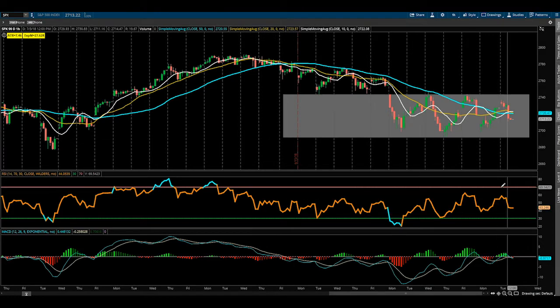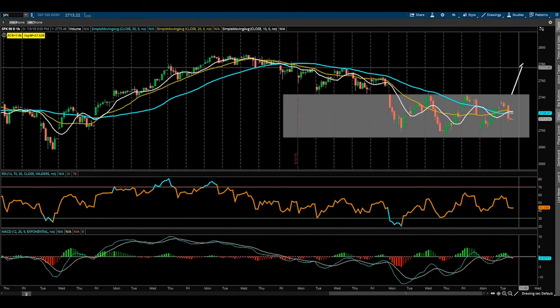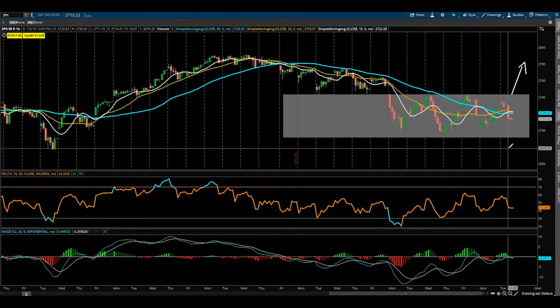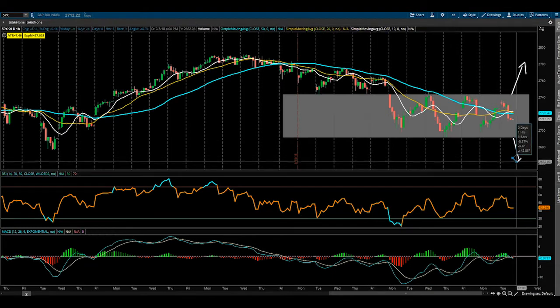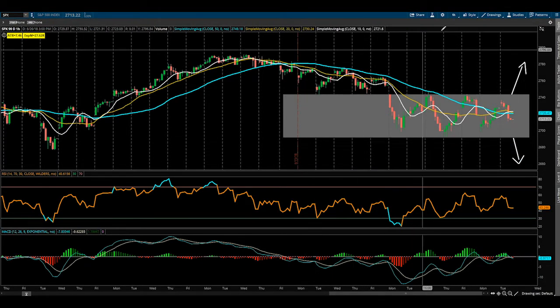And so if you're looking at this, this box right here is very, very clean, and it's a very simple technical setup. So once again, we're looking for a move over it for an entry on the long side, and a move underneath of it for an entry on the short side.